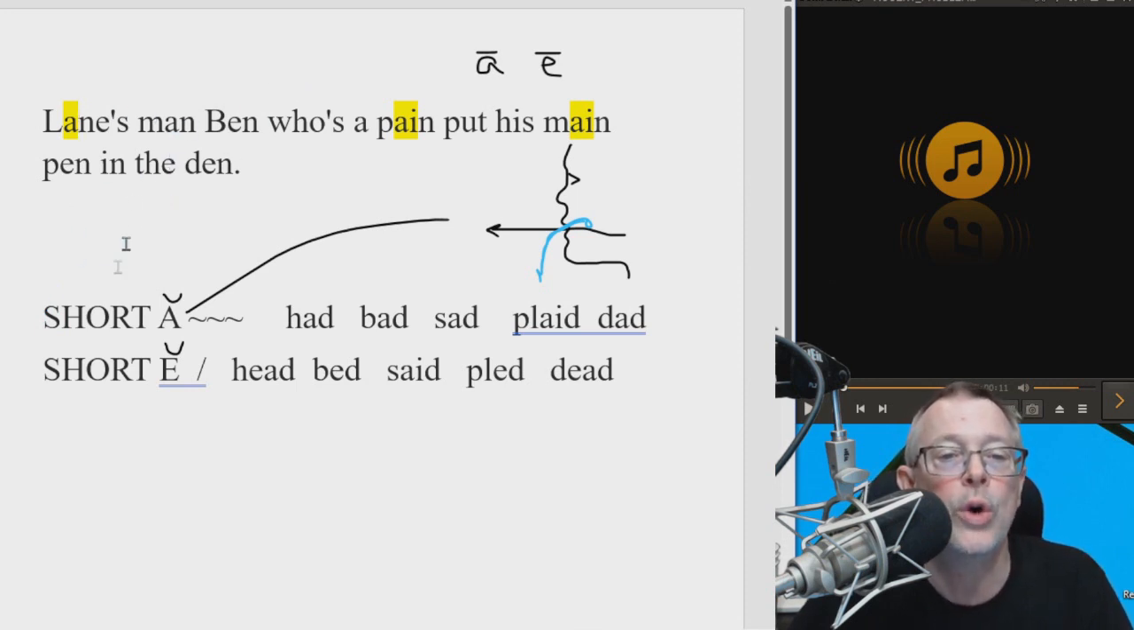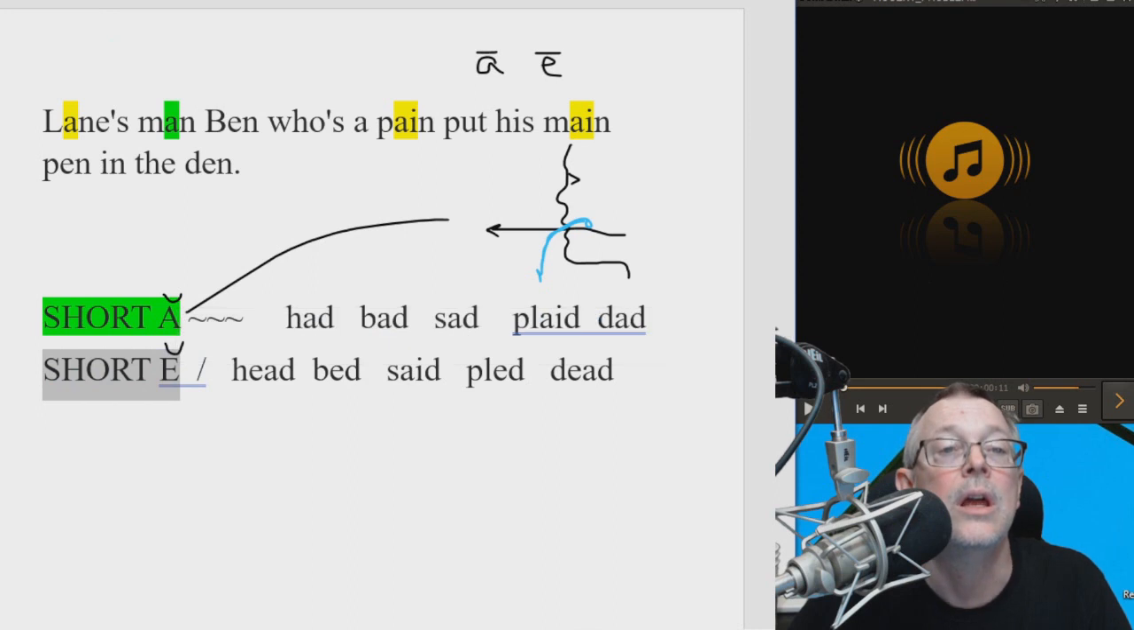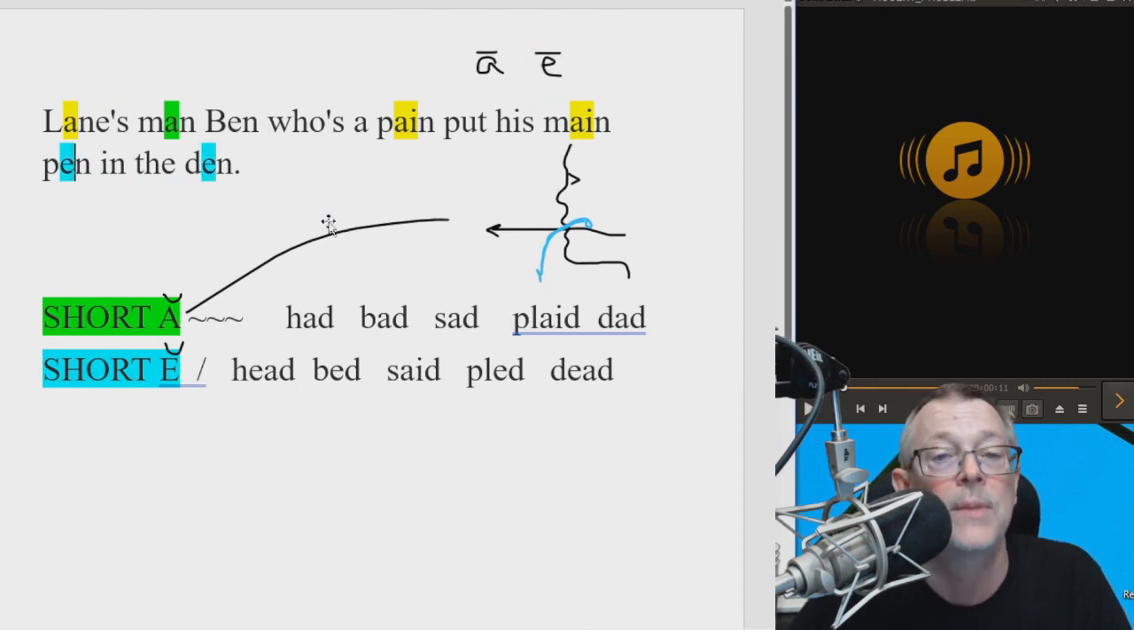Then we got some short A's. And I'll do the short A's right here with green. This is a short A. That's it, okay? And then we have the short E sound. And I'll make that blue. The short E is here and here. These are the short E's, okay?